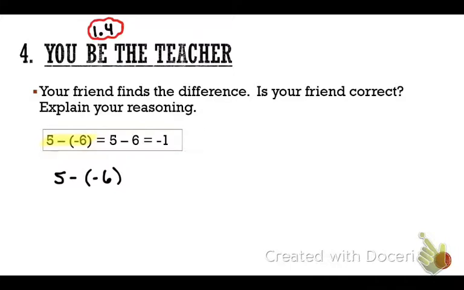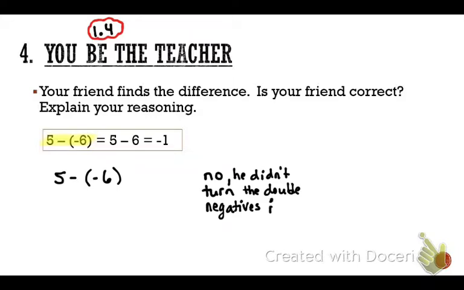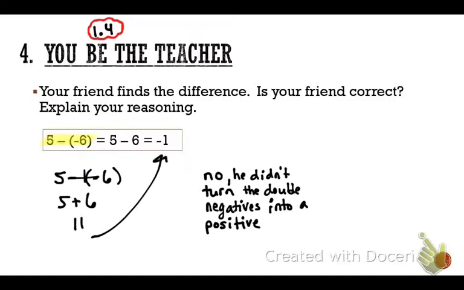All right, Jonathan, do you think your friend is correct or no? No. Why not? Because he didn't make the two double negatives a giant positive. Okay, very good. No, he didn't turn the double negatives into a positive. So if I were to work it out over here, you can see this should have been turned into a positive. I would have rewritten it 5 plus 6. The answer should have been 11, but instead his friend got -1.